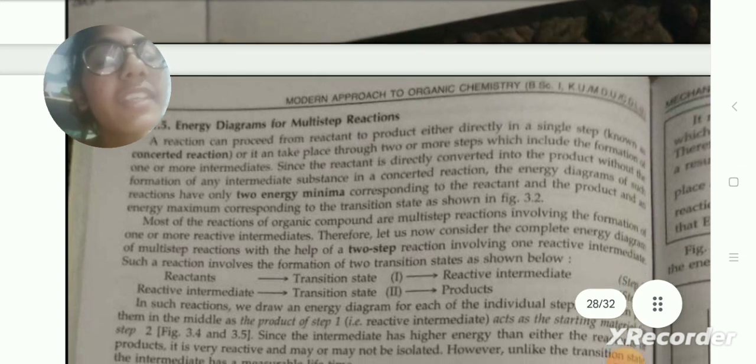Energy diagram for multiple reactions. The reaction may proceed from reactant to product either directly in a single step, known as a concerted reaction, or it takes place through two or more steps with the formation of intermediates. Such a concerted reaction is directly converted into the products without the formation of intermediates. It has only two energy minima corresponding to the reactant and the product, and the maximum energy corresponds to the transition state, as in figure 3.2.